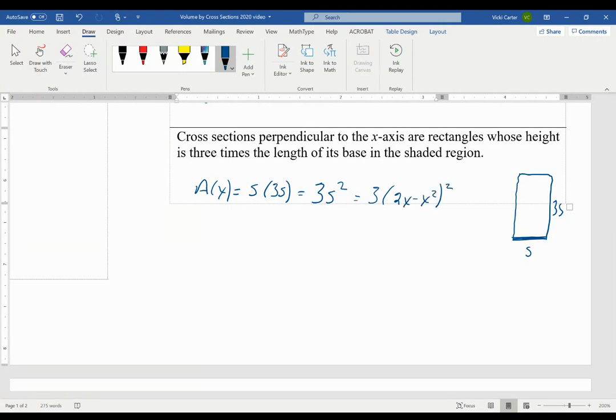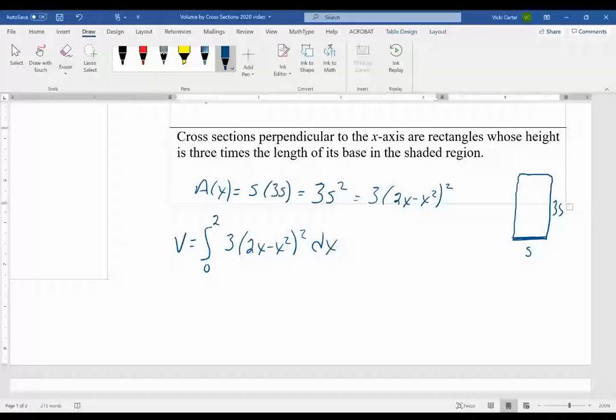Okay, so once we have our area, it's very simple to write your integral for your volume. So your volume will equal the integral from, which is still 0 to 2, and this is going to be 3 times 2x minus x squared squared dx. So the key is writing the area formula.